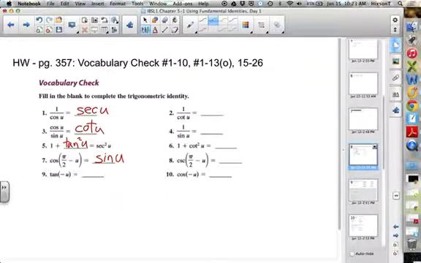Remember, we developed this from sine squared plus cosine squared equals 1. We divided everything by cosine squared. So the sine squared over cosine squared was tangent squared, cosine squared over cosine squared was 1, and 1 over cosine squared was secant squared. And then we developed the other one by dividing everything by sine squared. Okay.